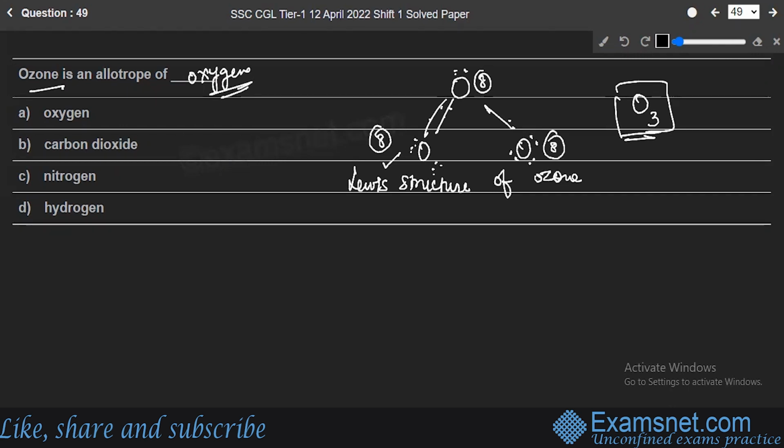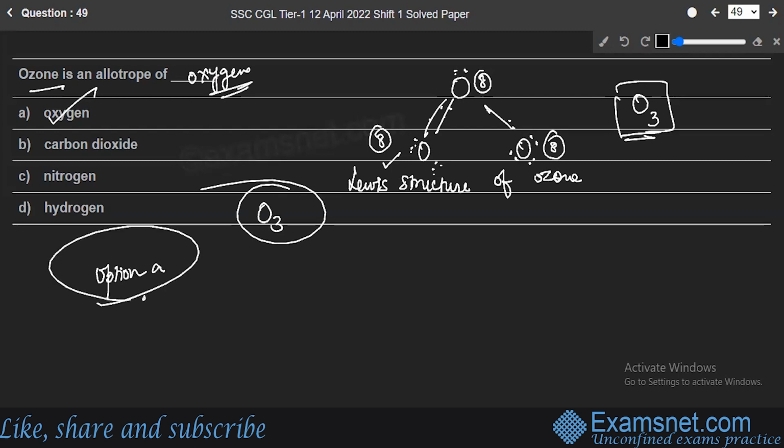So this is the formula for ozone. That's O3. O3 is the ozone and it's an allotrope of oxygen. Hope you understood this. And option A is the answer to the question. Let's move to the next question.